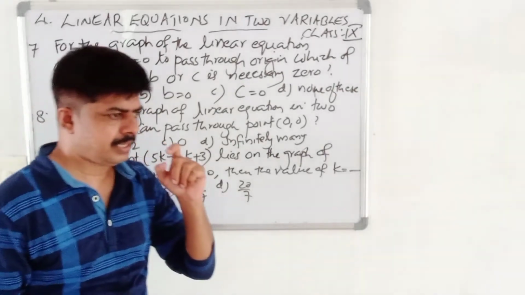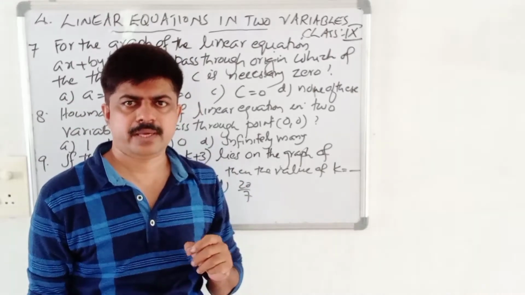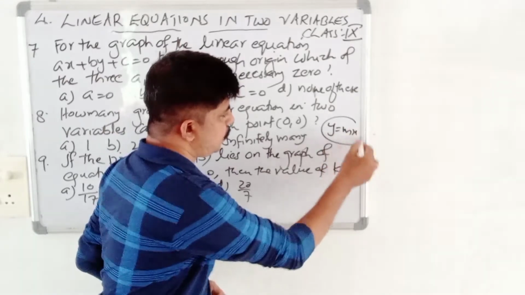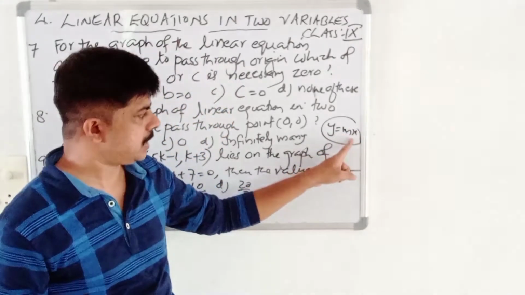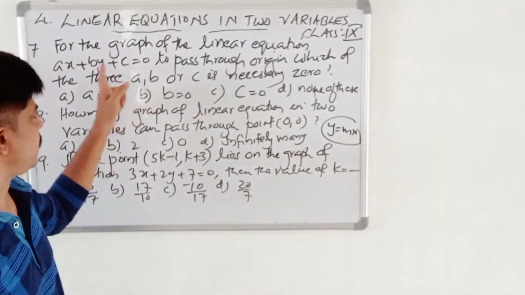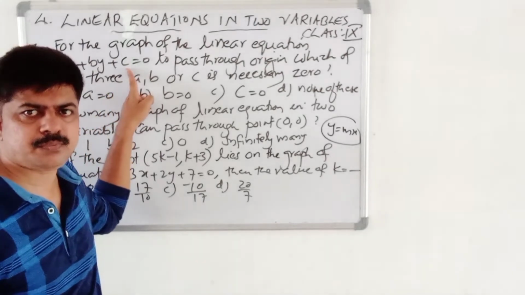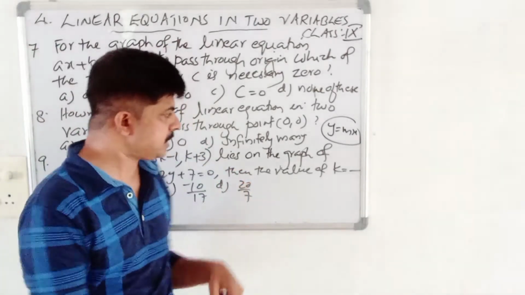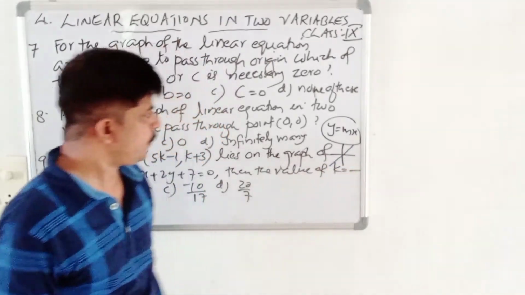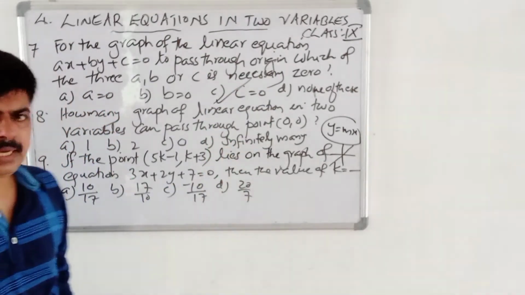We know that a line passing through the origin is of the form y = mx. This type of graph will always pass through the origin. In that equation we cannot see the constant term. The constant term will not be there. In the equation ax + by + c = 0, the constant term is c. So c must be 0. That type of graph will always pass through the origin. Therefore, what is the answer? The answer is option C. c = 0 is the right answer.